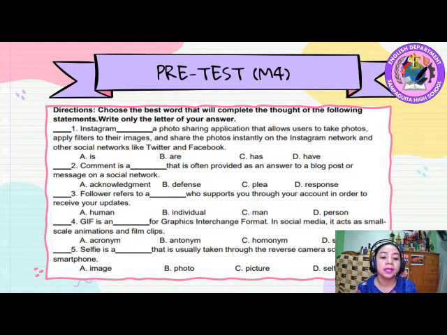Number 5. Selfie is a blank that is usually taken through the reverse camera scale using the smartphone. A. Image, B. Photo, C. Picture, D. Self-portrait. So for the last number, class, don't forget to write your answer. If your answer is letter D, Self-portrait, that is the correct answer.